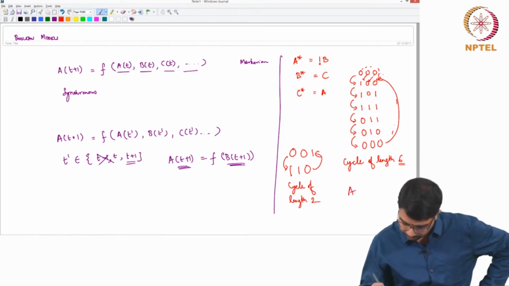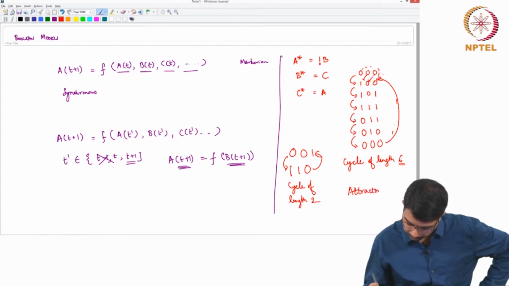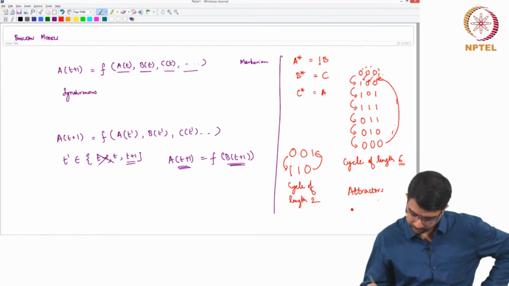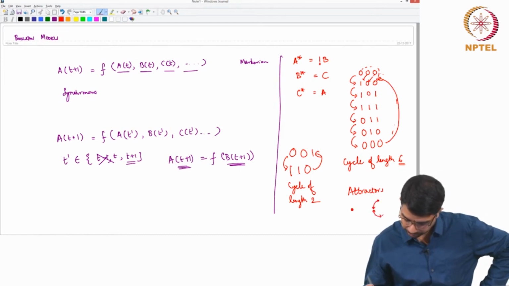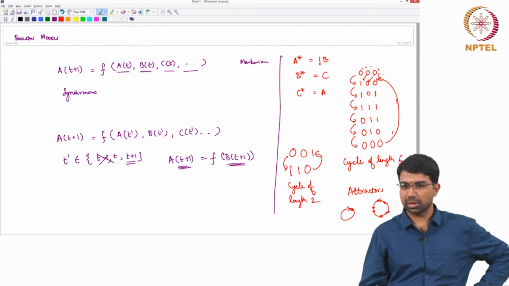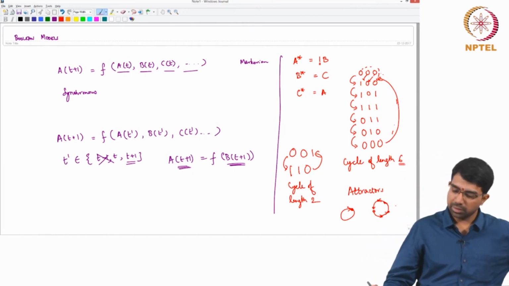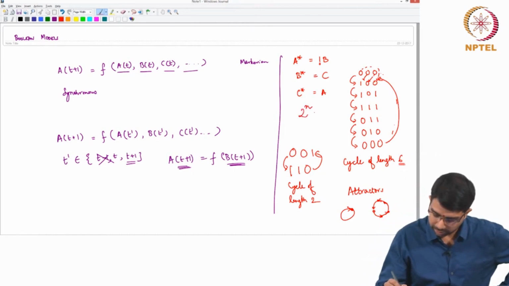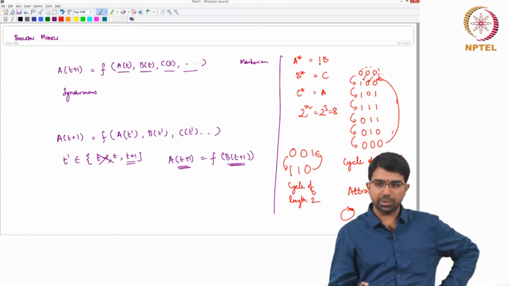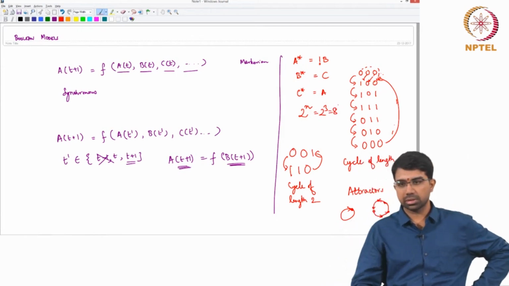You can also call these attractors. You can have a point attractor or a cycle attractor. We don't have one more. This would be a point attractor, this would be a cycle attractor. So, how many states do we have? We will have 2 to the n, here it is 8 possible states. So, we have uncovered what happens to each of the 8 possible states.